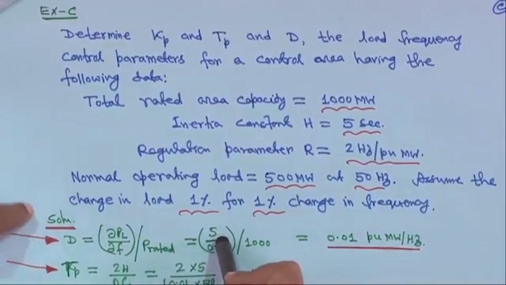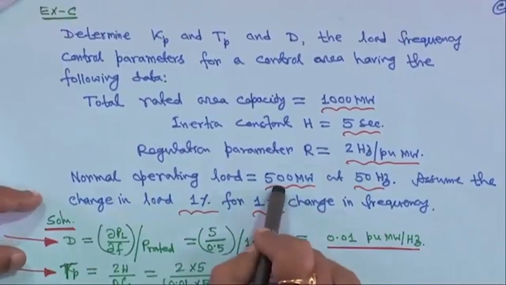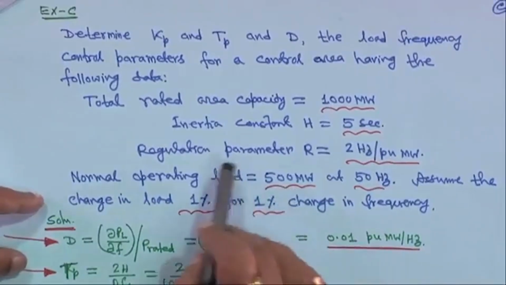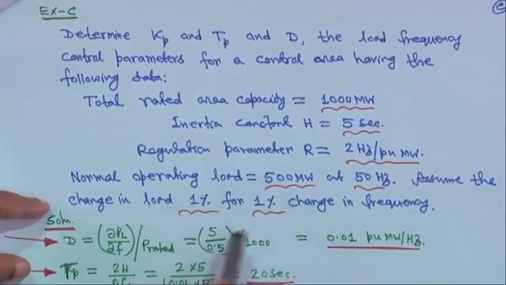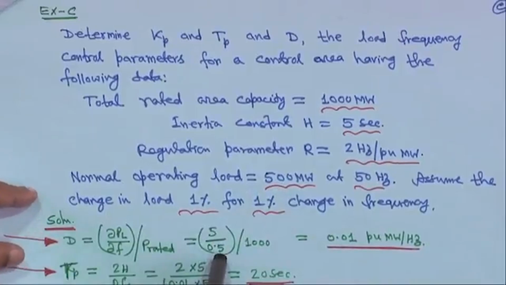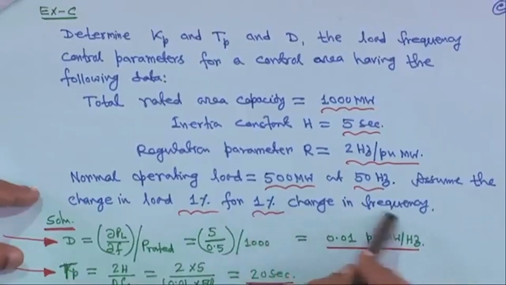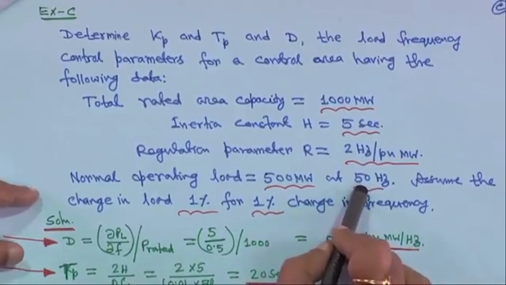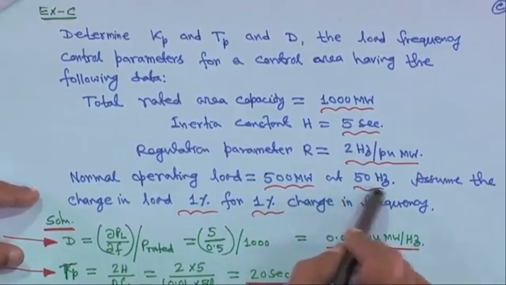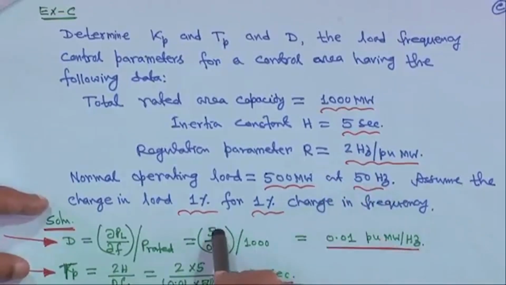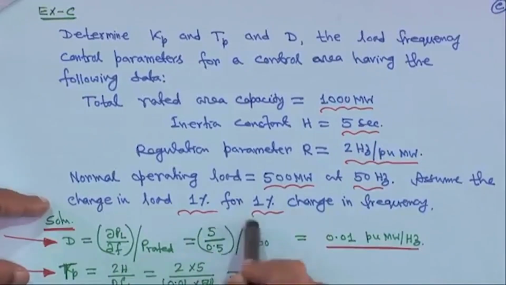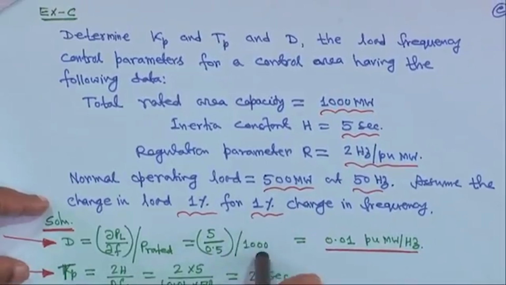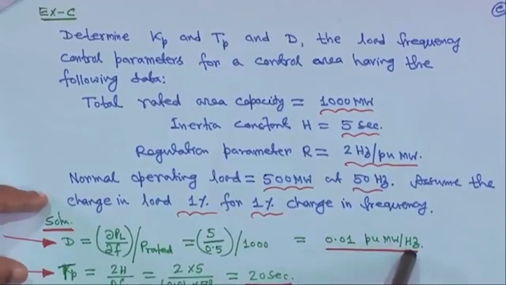Understandable, because your load is 500 megawatt, and a 1% change in load means it is 5 megawatt. So delta PL is 5 megawatt, right? And 1% change in frequency of 50 hertz will be 0.5 hertz. So that's why this is 5 megawatt change in load divided by 0.5 hertz, and dividing the whole thing by 1000, right? So that means 0.01 per unit megawatt per hertz.